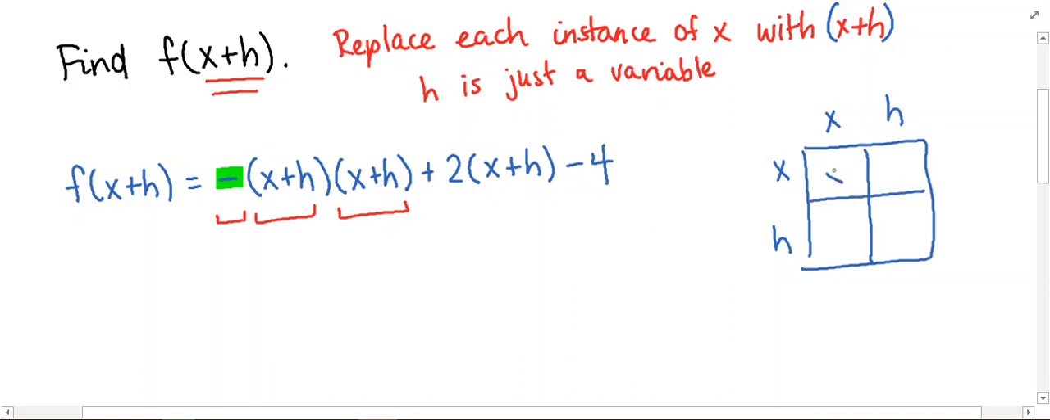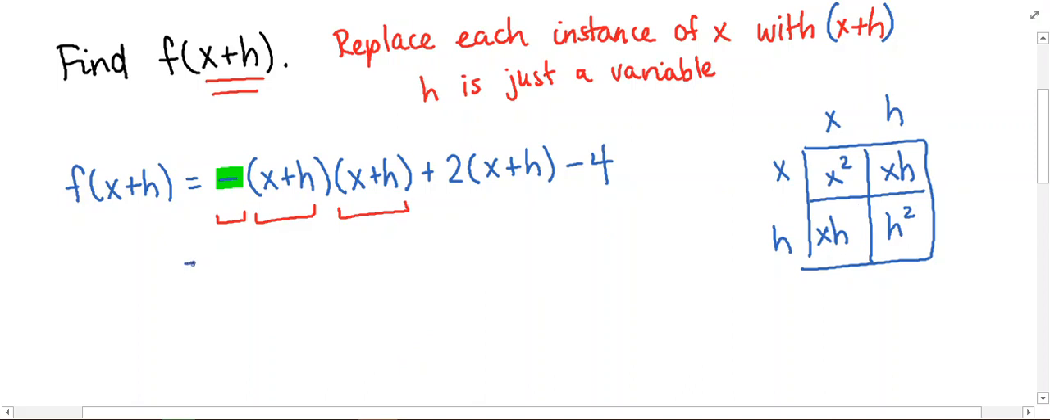X times x is x squared. X times h is x times h. And then down here, if you did h times x, that's the same thing as x times h. When you multiply, order doesn't matter. If I do 2 times 3, it's the same thing as 3 times 2. And then lastly, h times h is h squared. All right, so these 4 pieces make up x plus h times x plus h.